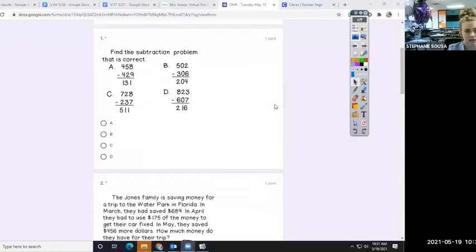Okay, find the subtraction problem that is correct. You're looking at the math that was solved here, determining which one is accurate. We can start here in our 458 subtract 429. 8 subtract 9 is impossible, so we're going to regroup. That's 18 subtract 9. 18 subtract 9 does not equal 1, so A is out of there.